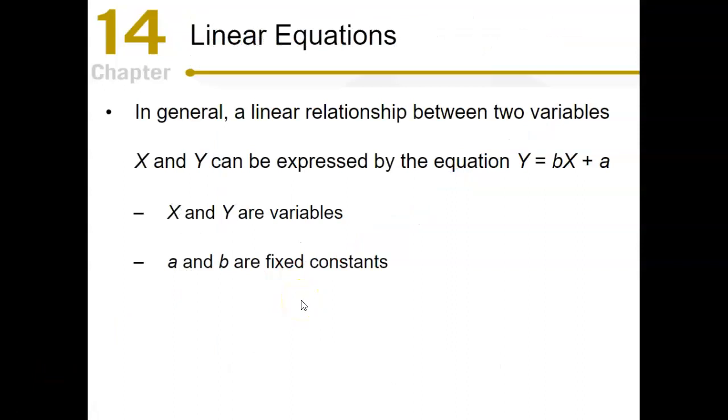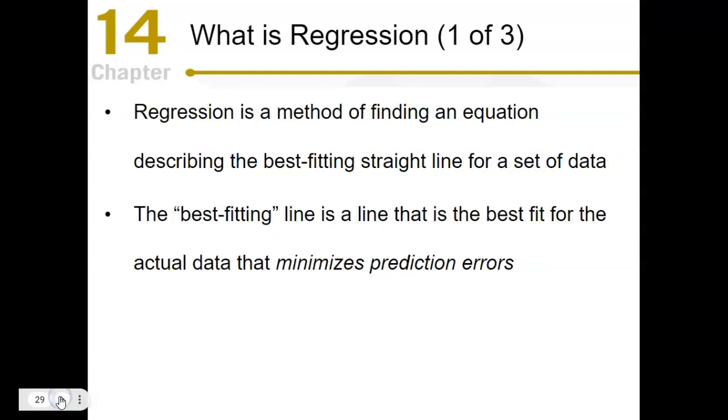So the equation itself, it's the formula for the equation that we're used to. I learned it as y equals mx plus b, but here we're going to use y equals bx plus a. So b is a slope in this version of the formula, and a is a y-intercept. And these are constants, so the variables are y and x. So x is the input variable and y is the output variable.